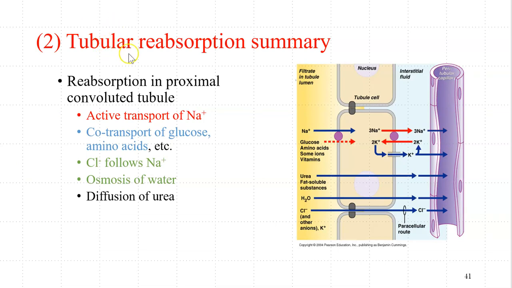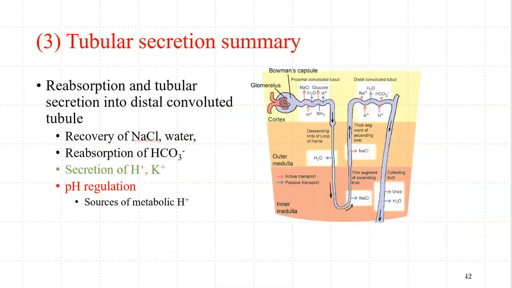So the next step is known as tubular secretion. Tubular secretion is the process wherein everything that's not wanted in the blood is secreted back into the filtrate or the urine. Reabsorption and tubular secretion both occur to some extent in the distal convoluted tubule. This stage mainly involves recovery of NaCl and water. So keep in mind, chloride and water follow sodium.